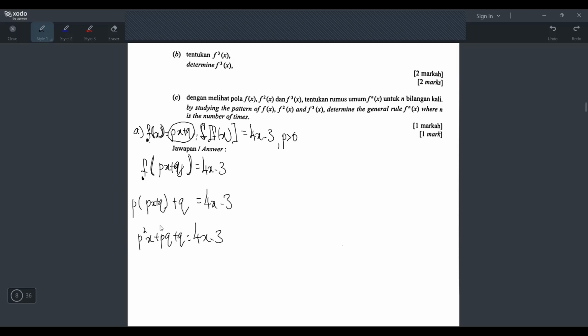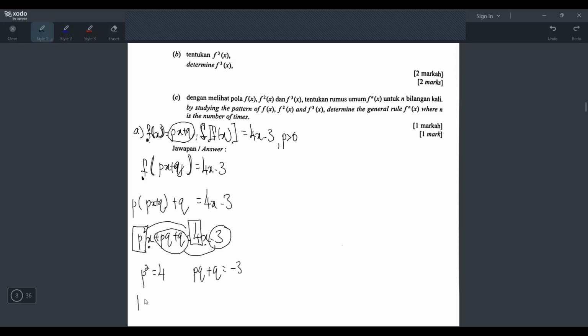How to compare? Okay, when we compare, we have to look for the similarity. Okay, what is there on both sides? Both sides have x, right? So we can compare the coefficient of x. It means the multiplier for x. So p squared we can connect with 4, right? Then what about the negative 3? Okay, the negative 3 is not q, it's pq plus q. You have to take the whole thing. You cannot just take q only, it's the whole thing. So it becomes pq plus q equals negative 3, right?